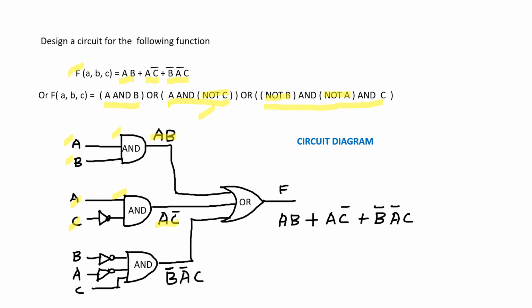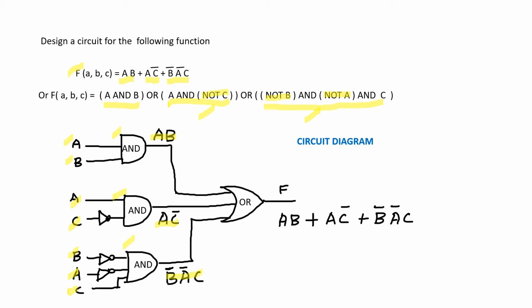And the next part within the bracket we are going to take, you can notice that there is not of B that has to be performed first, and not of A has to be performed first, and that is represented here. And this is ANDed with not of B and not of A and C has to happen. So we need an AND gate, and this is the output.